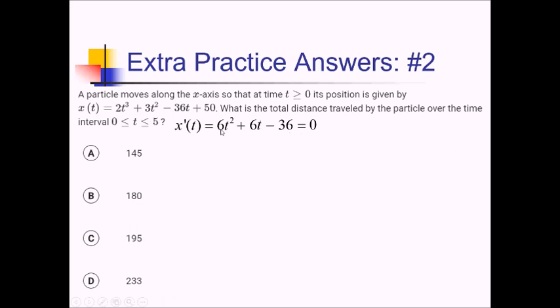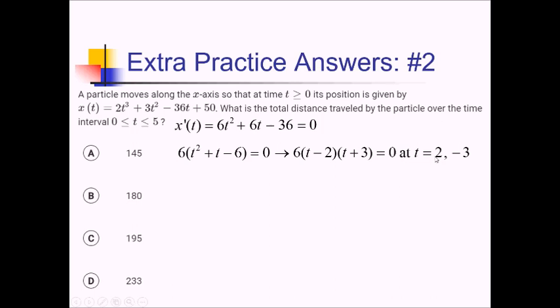I can factor out a 6, leaving me with t squared plus t minus 6. And now doing a little more factoring, things that multiply to negative 6 and add up to 1, we're going to have t minus 2 and t plus 3, which gives me critical values of 2 and negative 3. So I don't really care about negative 3 because they did say time greater than or equal to 0, so we'll just forget about that one.